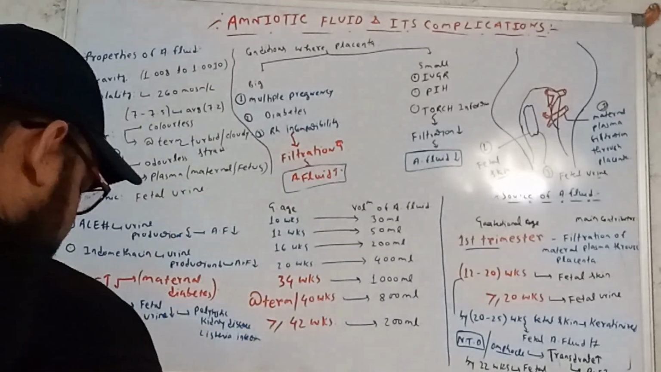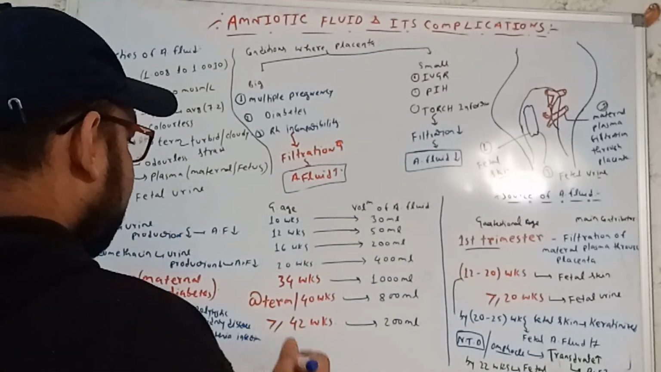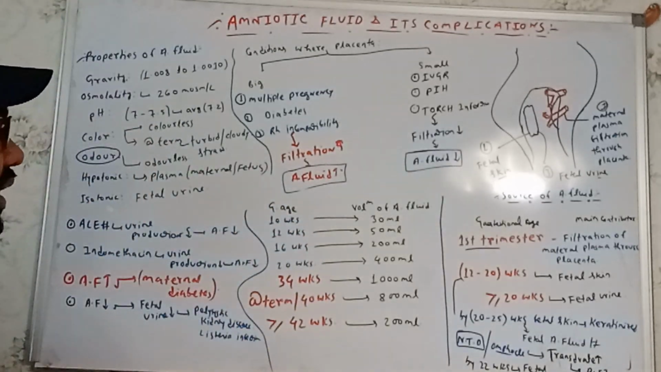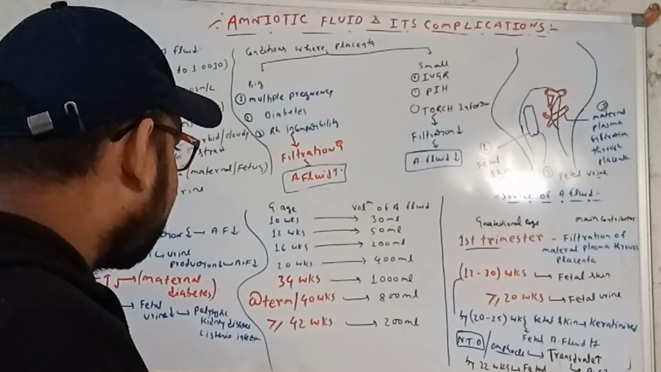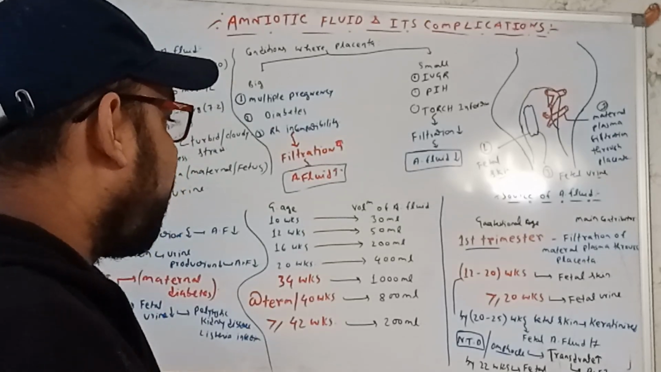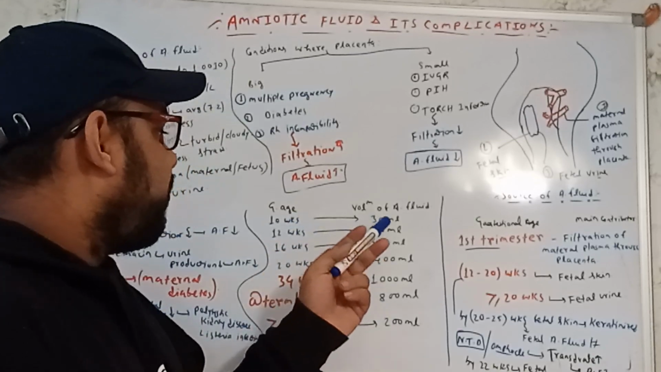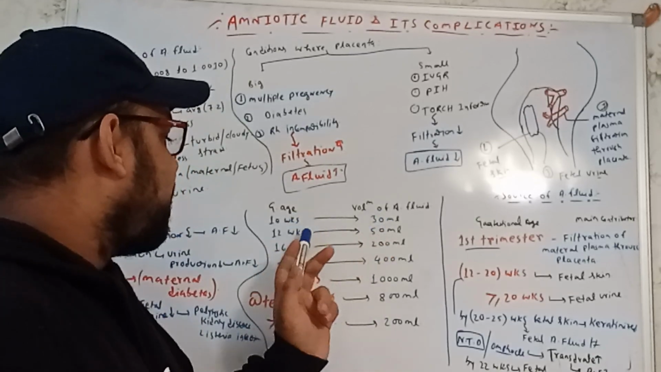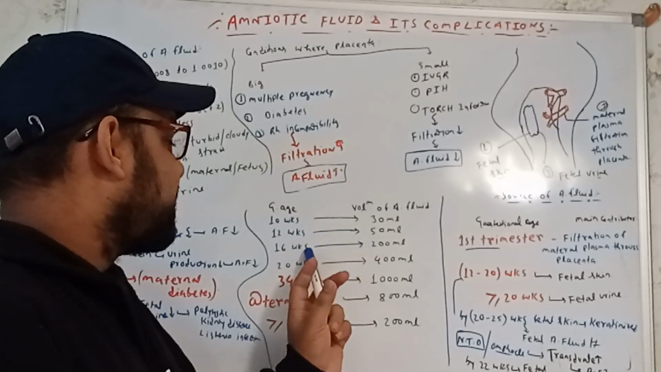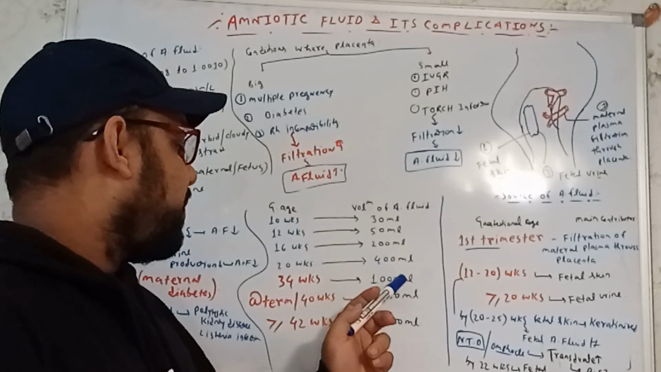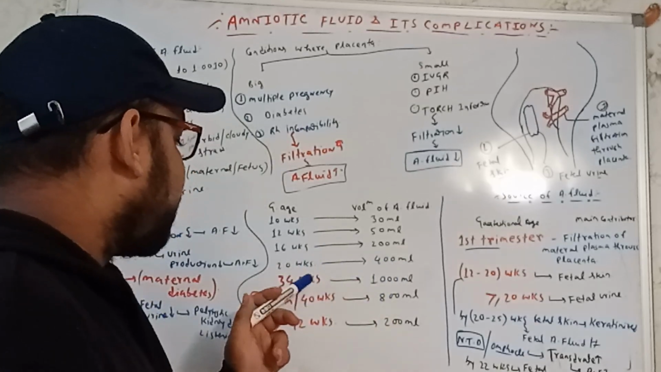Okay. Now see, it's very important, and in fact, in different years, different kinds of questions have been asked about the different gestational ages with respect to the volume of amniotic fluid. Now see, at 10 weeks, the volume of the amniotic fluid will be 30 ml. At 12 weeks, it will be 50 ml. At 16 weeks, it will be 200 ml. At 20 weeks, it will be 400 ml. See, I have marked it with red color over here.